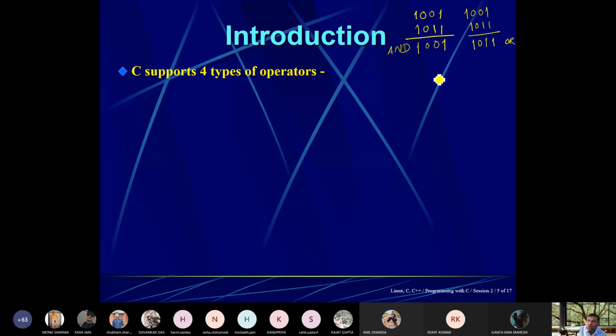Okay, now one more, 1 0 0 1 and 1 0 1 1. If both the inputs are the same, then it will produce 0. If both the inputs are not the same, then it will produce 1. Okay, so this is XOR, and because complement is for only one number, so try to understand.